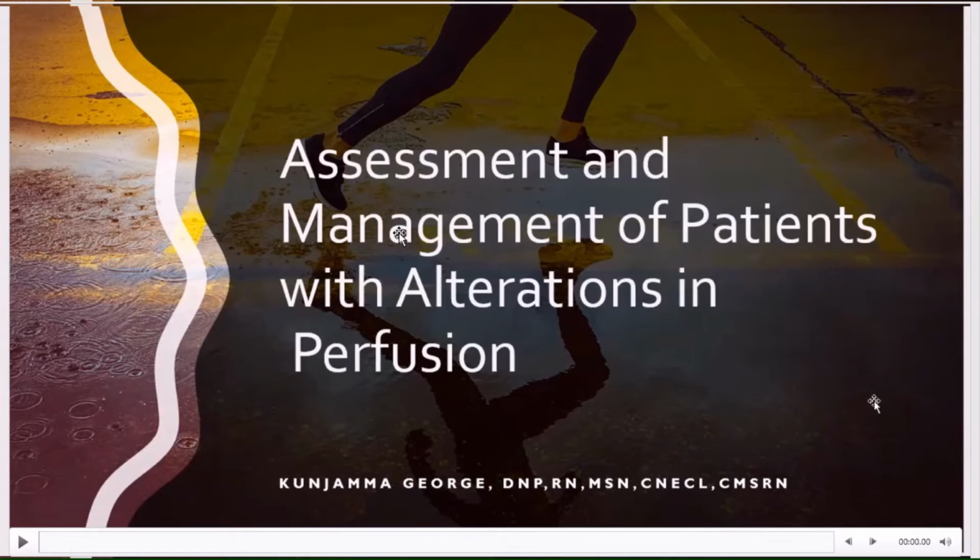PVD affects approximately 8.5 million Americans and more than 200 million people around the world. Peripheral vascular disease is uncommon in patients under 50 years of age, but increases in prevalence with age and affects a number of older adults.